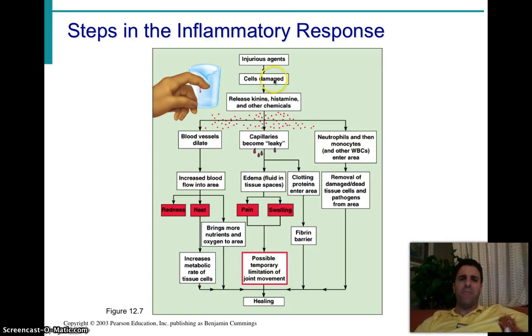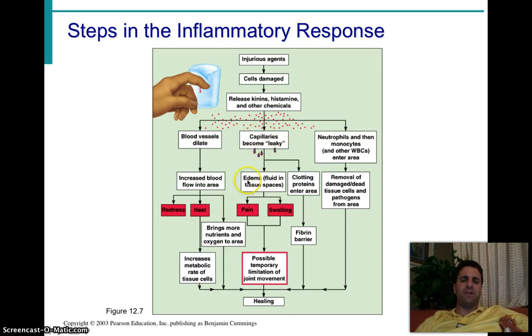We'll show you. Something causes damage to your cells, and they release chemicals. This includes histamine, as you see. This histamine causes blood vessels to dilate. It causes capillaries to become leaky, and this is important so that white blood cells can leave the blood vessels and go into the tissue area where the damage has occurred. And then it also brings more neutrophils and monocytes, macrophages, to the area to start killing things. Blood vessels dilate, increases blood flow, which makes it red and hot.